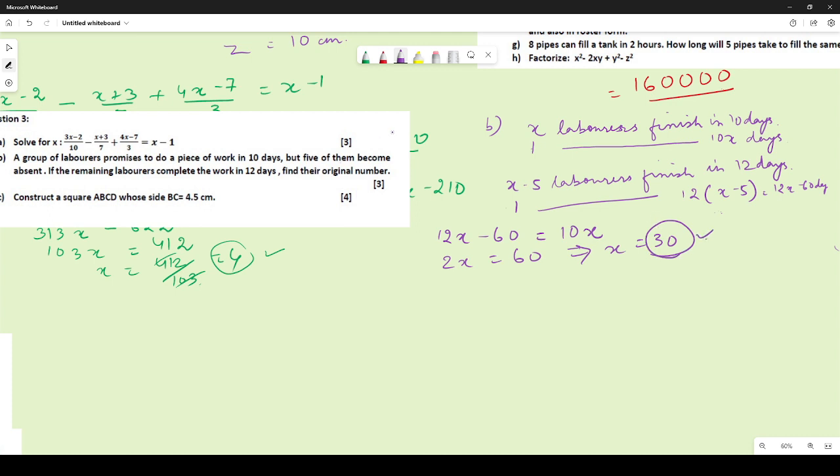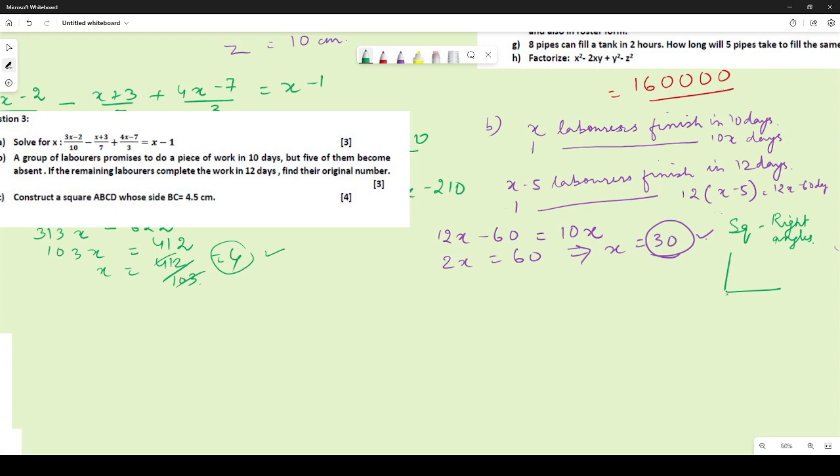Now for the third part of this question, construct a square ABCD whose side BC is 4.5 centimeters. All of you know that you have studied how to construct a quadrilateral. Now all you need to remember when you're constructing a square is that in a square all the angles are right angles. So what you needed to do was you just needed to construct a right angle first.